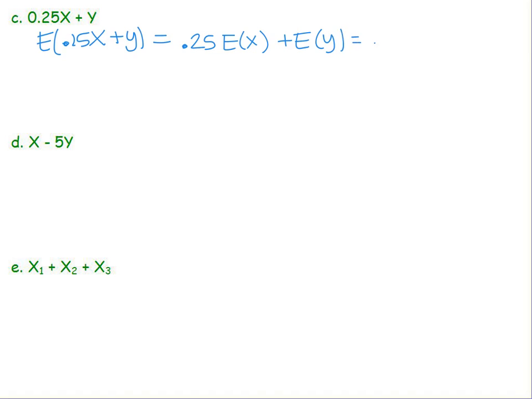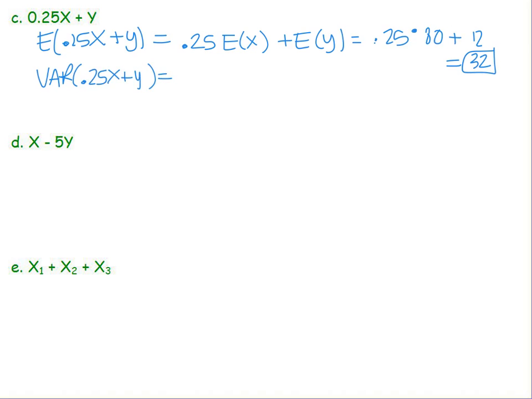So we're going to take 0.25, make that a little heavier, times the expected value of x, which is 80, plus the expected value of y, which is 12, for a final answer of 32. We're going to do the same thing with variance. The variance of 0.25x plus y.